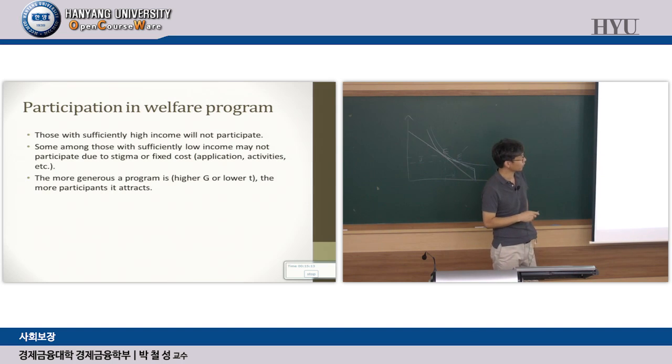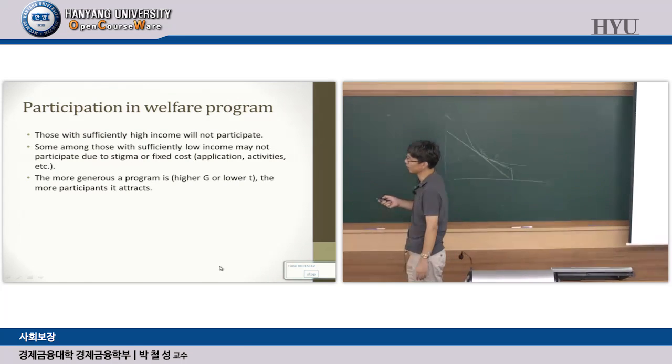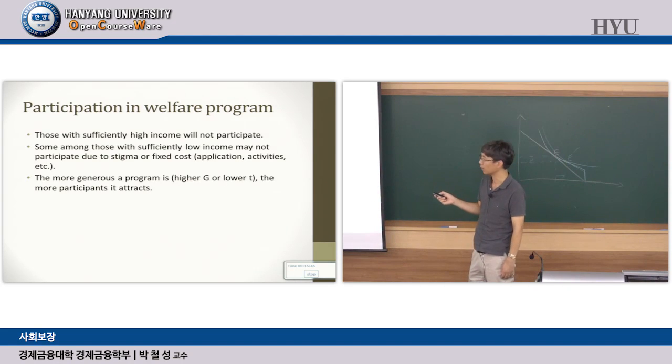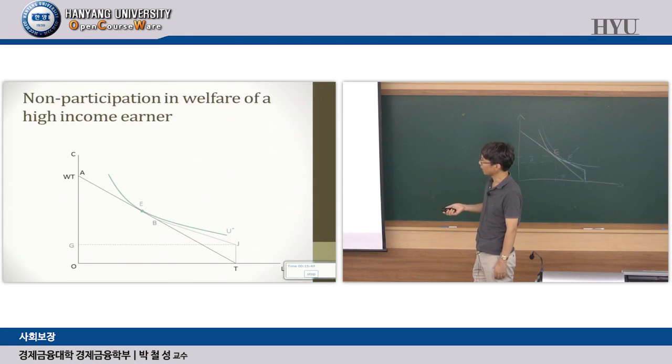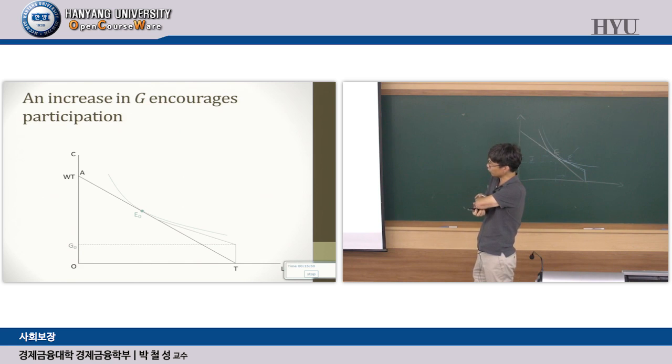The third one is that the more generous the program, higher G or lower T. The generosity of a program is two things. One is higher benefit. Higher benefit comes from, for example, higher G, so the starting point is higher. Or lower T, so a lower implicit tax. So you lose less money when you earn your own income. That's another way to make the program more generous, and it will attract more individuals.